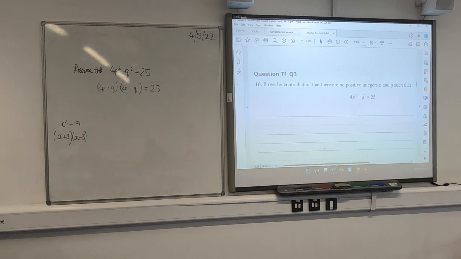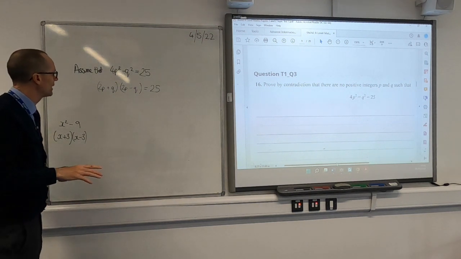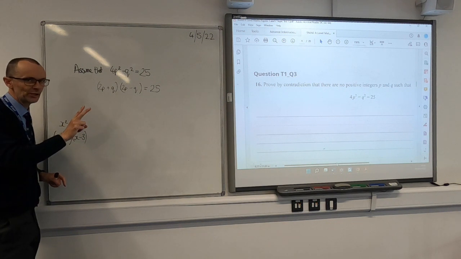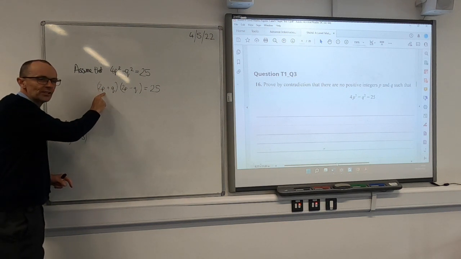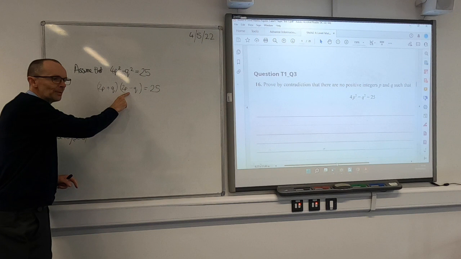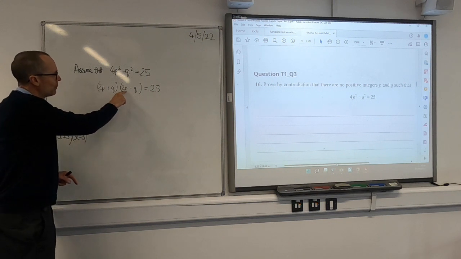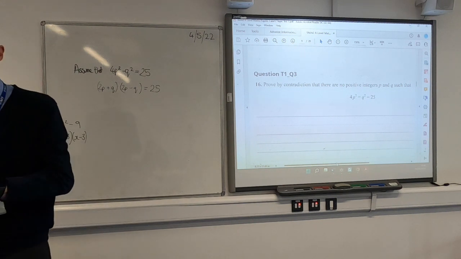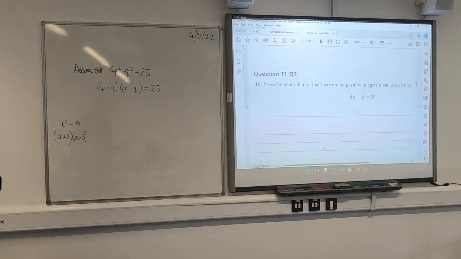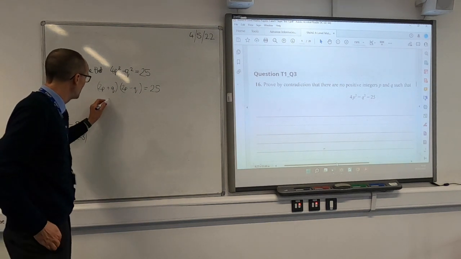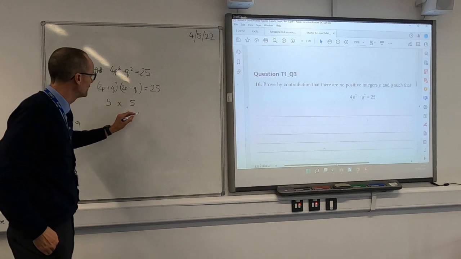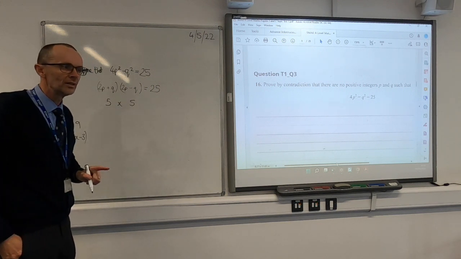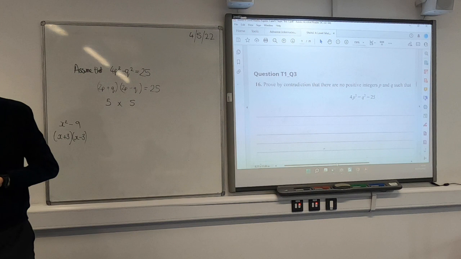Now, at this point, we have to introduce a bit of common sense. Remember, we said towards the beginning of the lesson, if P and Q are integers, then that's got to be an integer, and that's got to be an integer. So what we're doing here is one whole number times another whole number and making 25. Now there's only certain ways you can make 25 with whole numbers. You can either have 5 times 5, or 1 times 25, or 25 times 1.